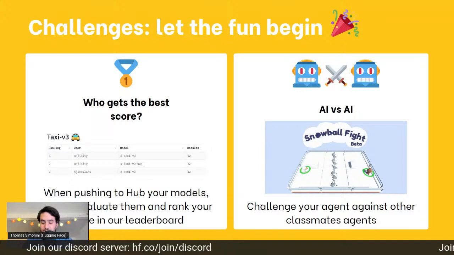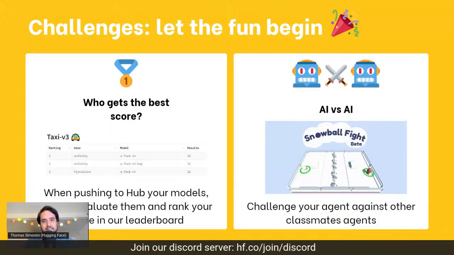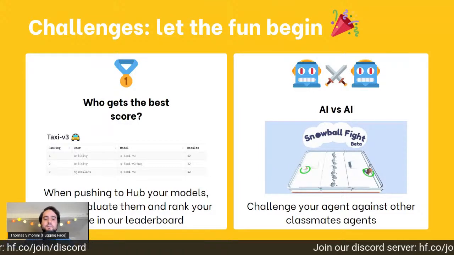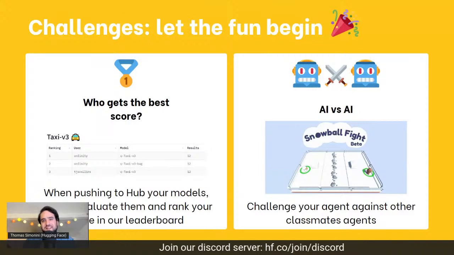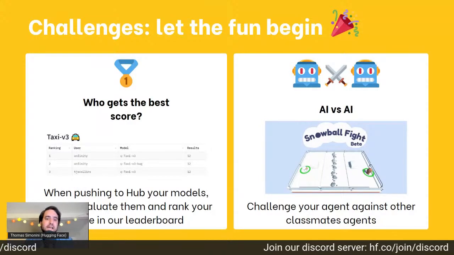It's the AI versus AI. So the idea is that we created a multi-agent environment, for instance, Snowball Fight, where you are going to train your own agent, and then you will compete with other classmates. You will load your agent, you will load the classmate's agent, and you will see who wins. And so we are going to have a leaderboard. I will not dive too much into that for now because we're working on it and we want to show you later, but I just wanted to give you a little sneak peek.